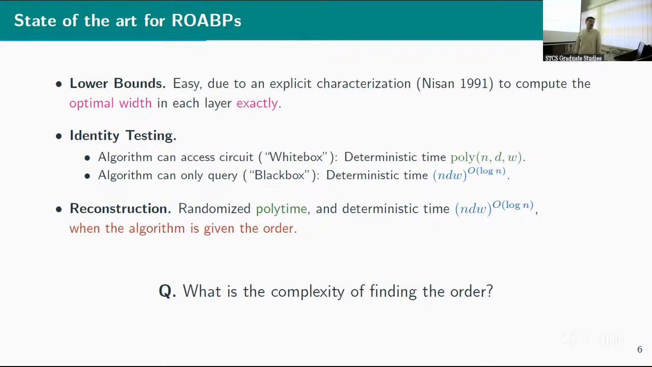Randomized is looking at determinant, just polynomial. But the randomized polytime is also when the algorithm is given the order. So the randomized polytime is still unknown if the order is not given. If you do randomized polytime, you'll be very famous. So here, when you say complexity of finding the order, it's not the order, it's an order. I'll define the problem properly.